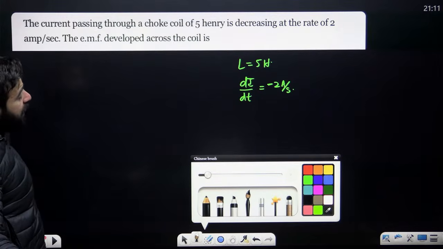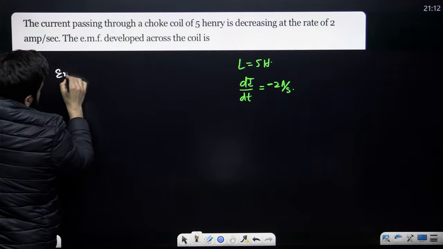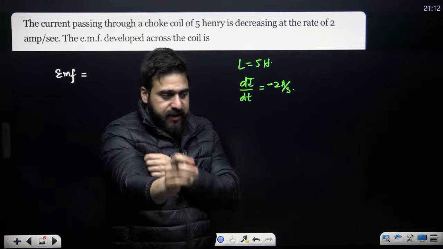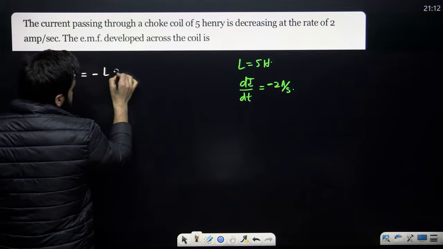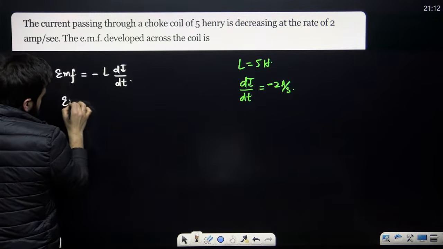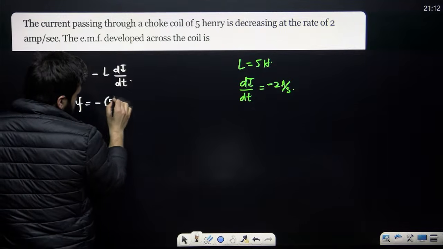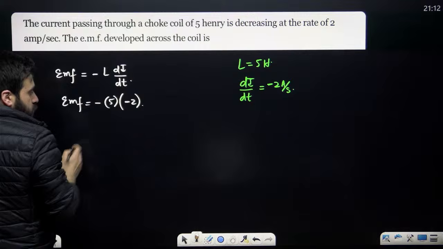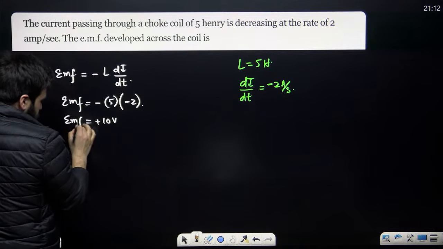The EMF developed across the coil is, what will be the EMF developed? EMF will be simply minus L di by dt. What is the value of L? That is 5. What is the value of di by dt? That is minus 2. So this will come out to be plus 10 volts. This is the value of EMF.